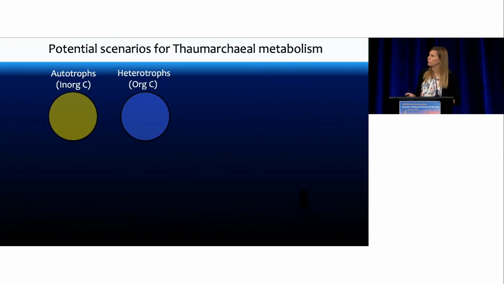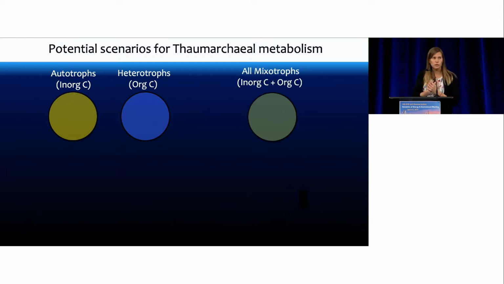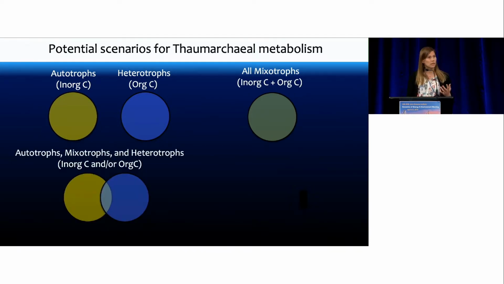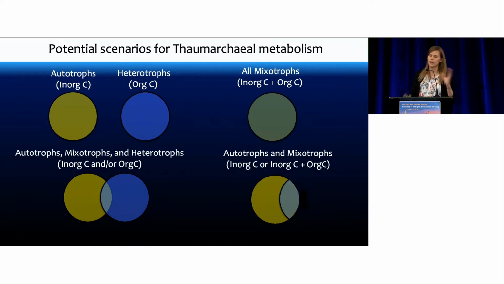So you can imagine there's a few different scenarios. You have the 20%, 80% in separate cells. You can have all mixotrophs, so they're all doing both. They're all getting some organic and inorganic carbon. You could have a combination of this, and you can have different ratios of that combination. So we can use a single cell approach to try to parse these apart.